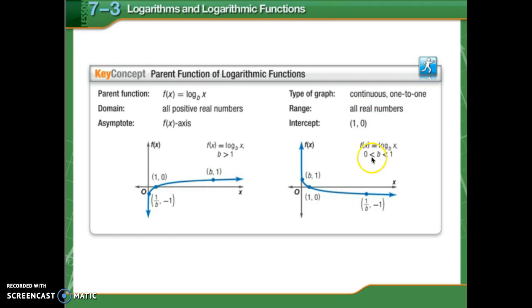Similarly, if b is between 0 and 1, the function just gets flipped over, just like we saw with exponential functions back in lesson 1. So as x approaches 0, the function goes up to positive infinity. You see how basically we take this graph and we flip it over and we get this other graph.